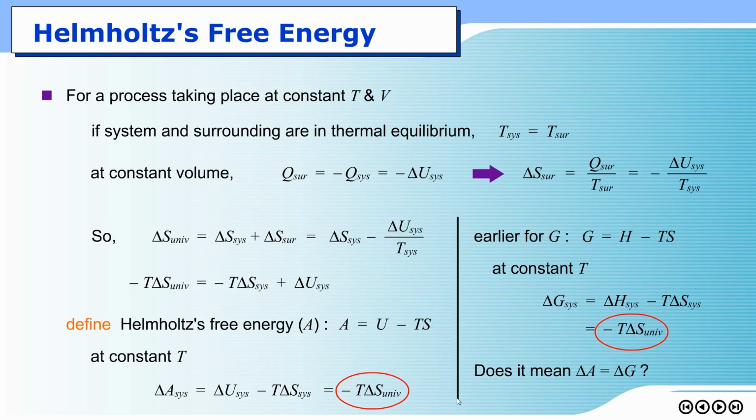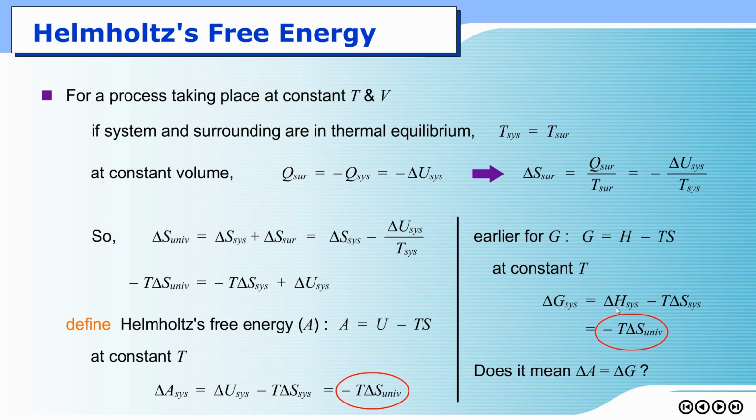Even though the forms of the equations are the same, they were defined based on totally different systems. Okay? For Gibbs free energy, this relationship was obtained for a system at constant temperature and constant pressure. But this equation was obtained under the assumption of constant volume. So these two are totally different systems. You cannot relate these two together. Okay?